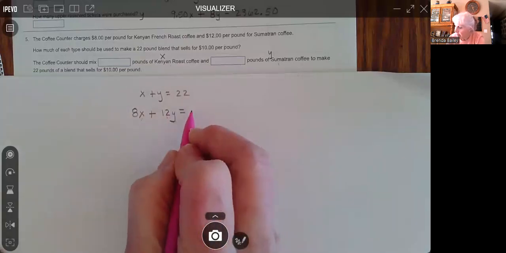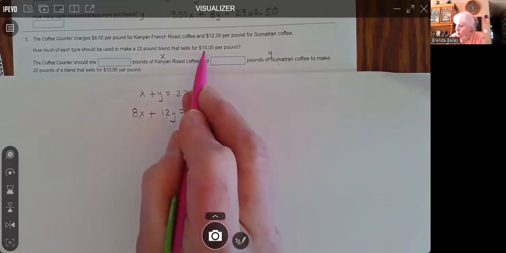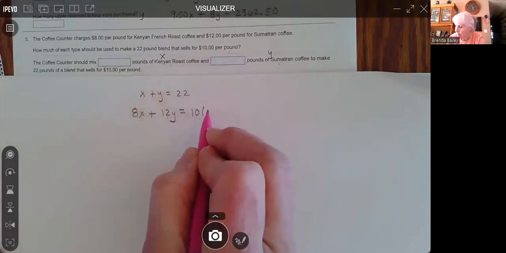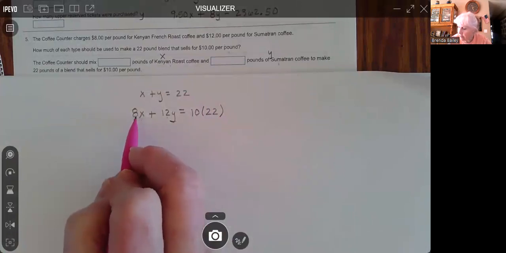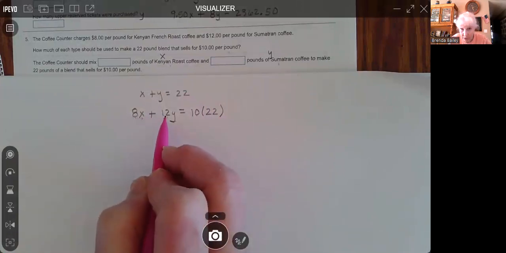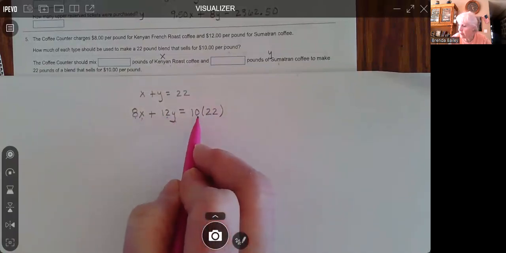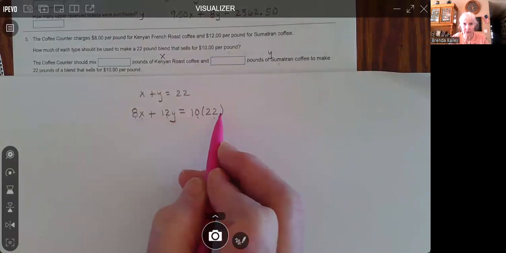Now here's the key. It does not equal 10. This is $10 per pound. It's not a total of $10, it's $10 per pound. So to find the total, you would take 10 times the number of pounds, which is 22. That's the trick on this one. How much per pound times the number of pounds. How much equals how much per pound times the number of pounds. Once you've done that, then it's very similar to the others.